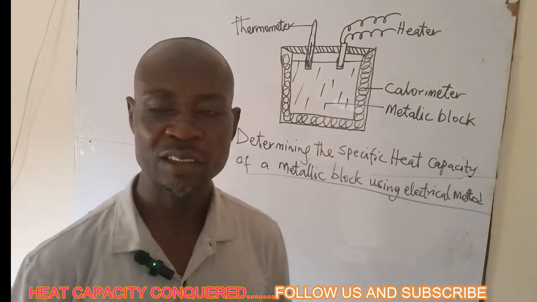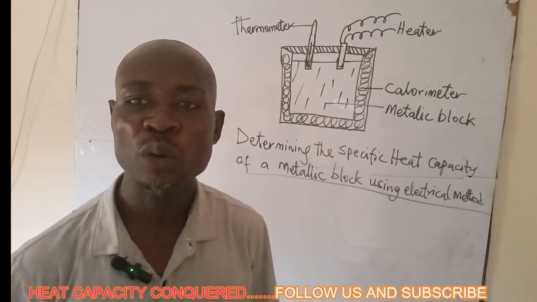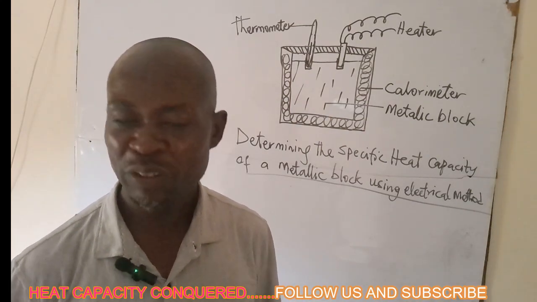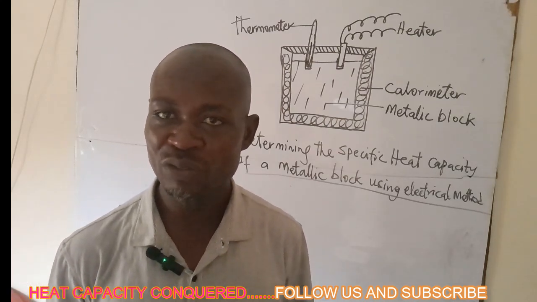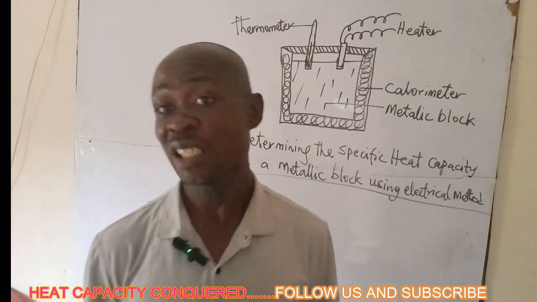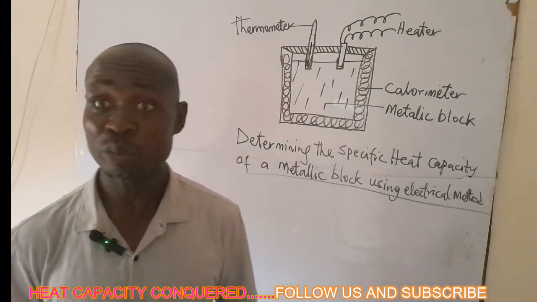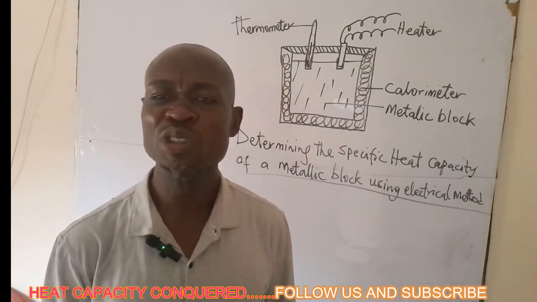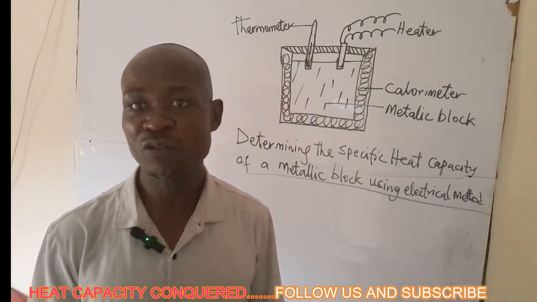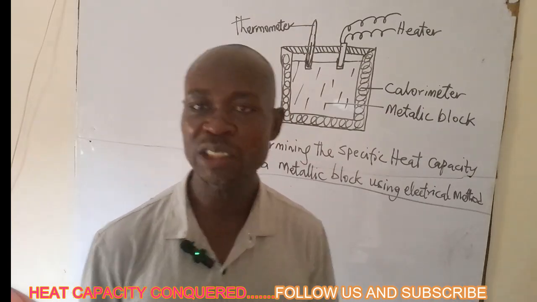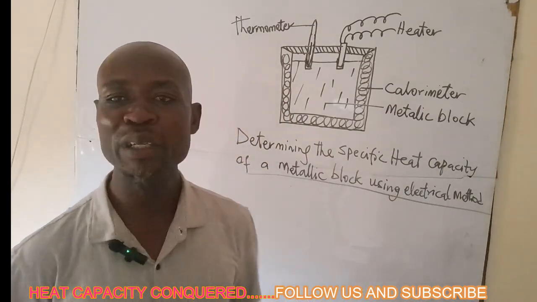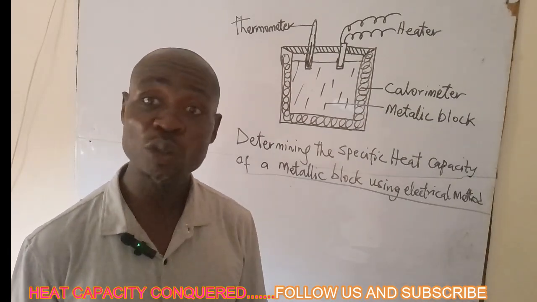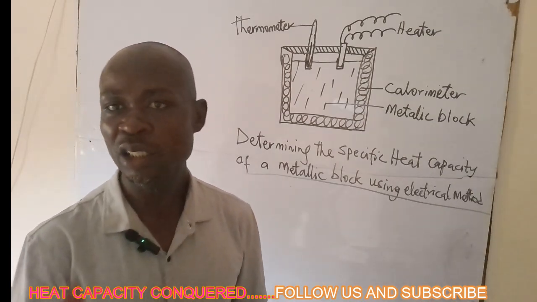Okay, in heat, we need to understand how heat capacity or specific heat capacity can be determined using the calorimeter. It's very important because calculations in heat are actually very tricky, and the student would need to understand the experiment very well to solve problems relating to heat. So in this experiment, we are going to look at how we can determine the specific heat capacity of a solid material using the electrical method.